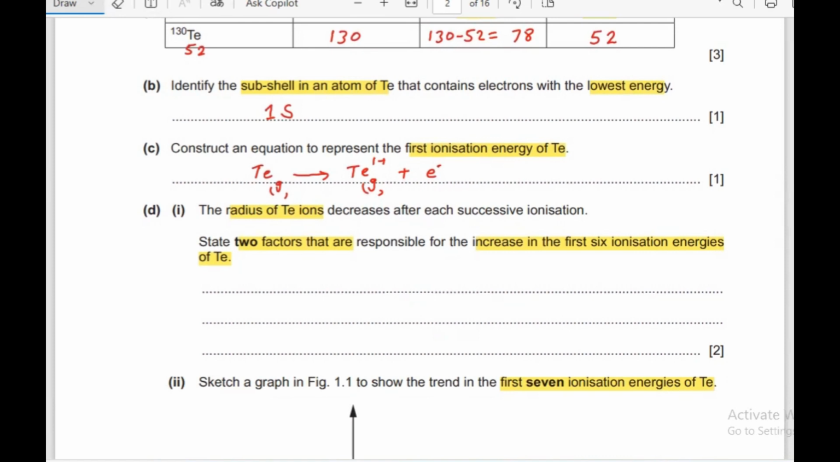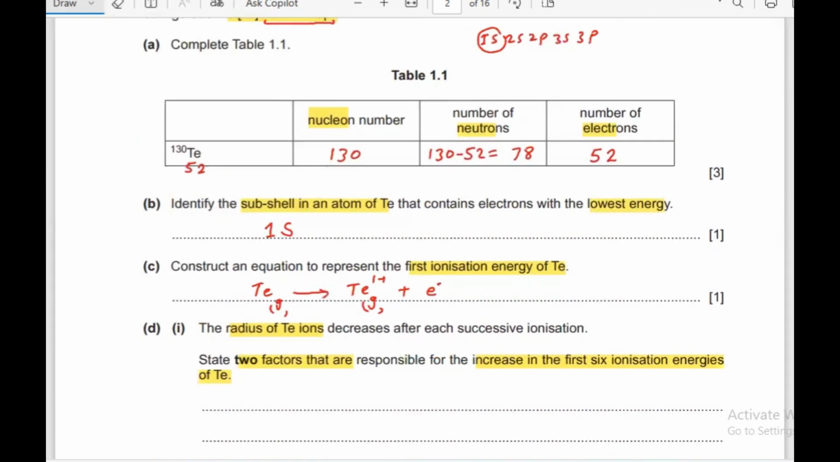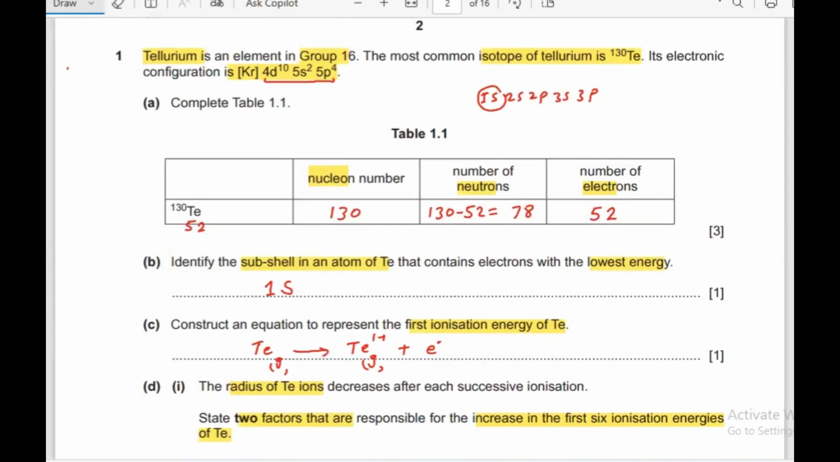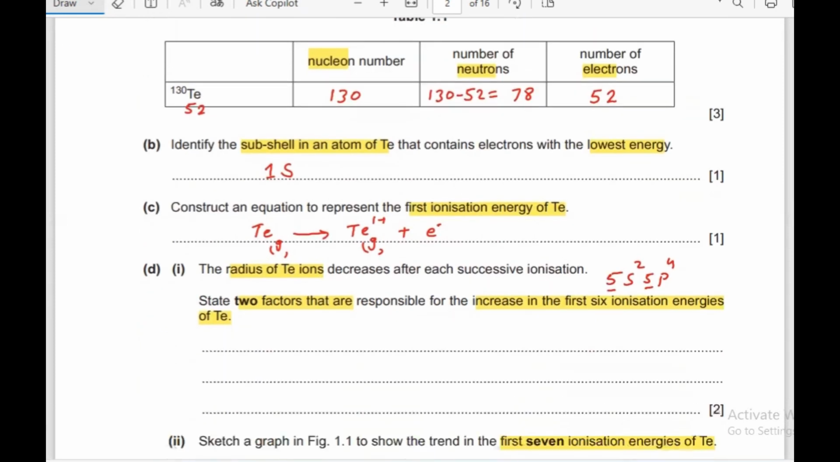State two factors that are responsible for the increase in the first 6 ionization energies of tellurium. If you look at the electronic configuration, the outermost electrons are present in 5s2 and 5p4, and the principal quantum number is 5. So they are present in the fifth shell, and if you add these two, there are 6 electrons in the outermost shell of tellurium. So there must be a rapid rise between 6 and 7, but we have to explain the two factors that are responsible for increasing the first 6 ionization energies.